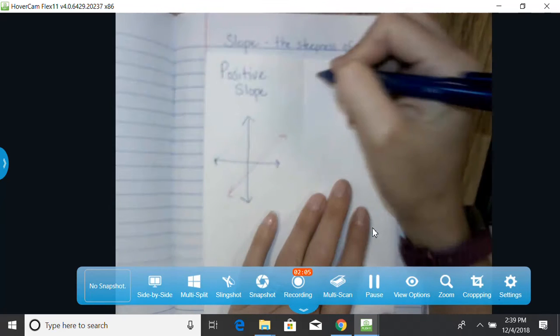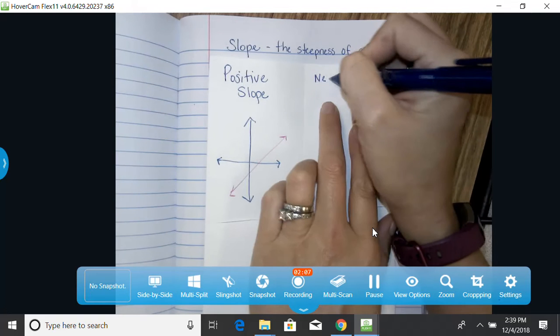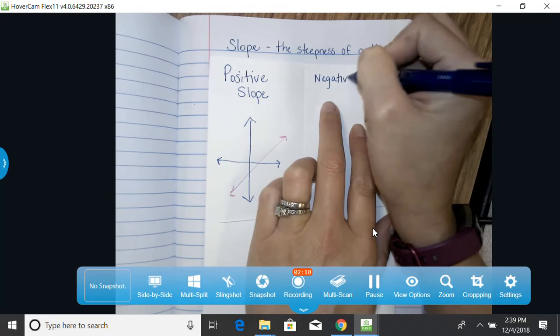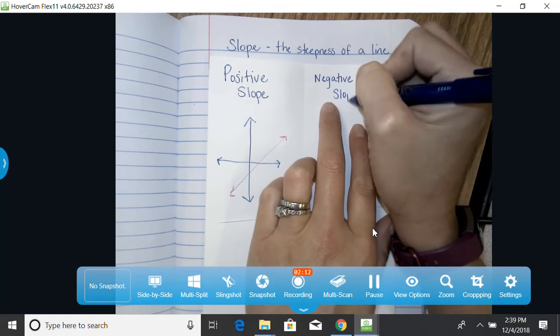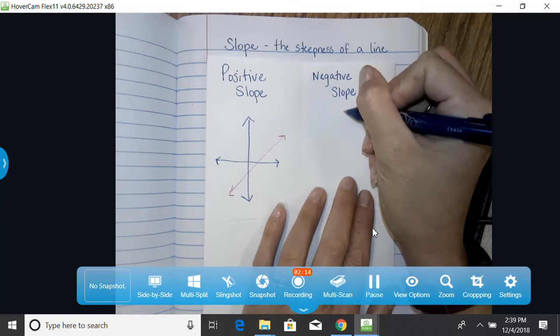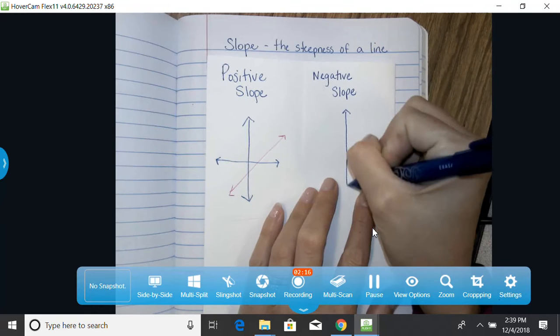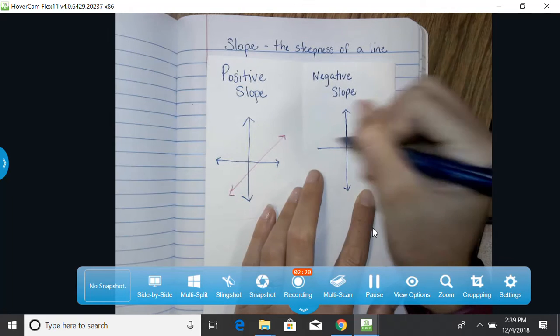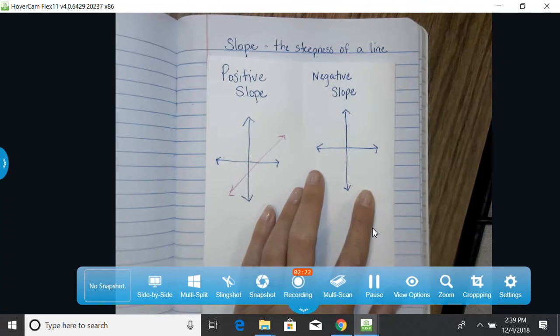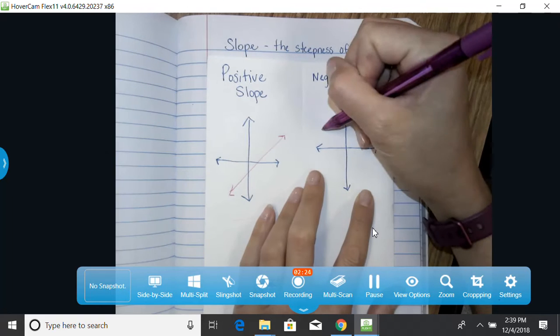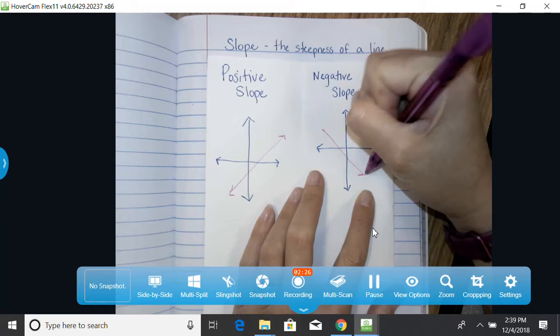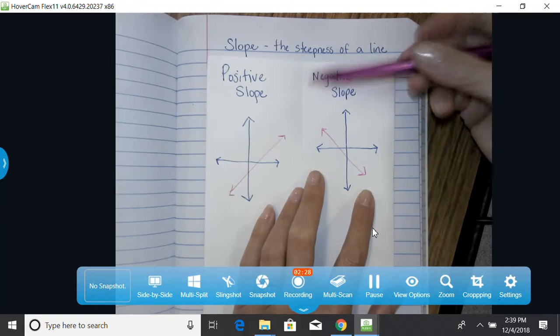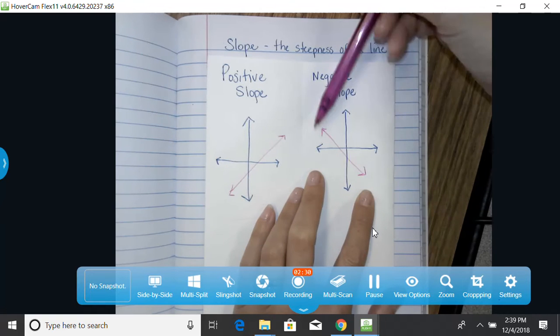A negative slope, again, I'm going to sketch a coordinate plane, an XY axis. A negative slope is going to go down. When you're going from left to right, the line goes down.